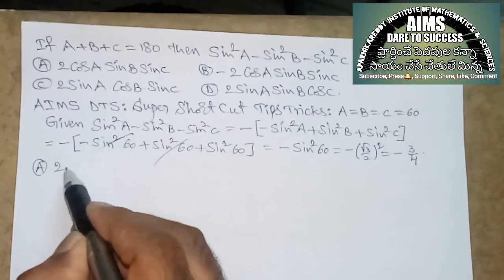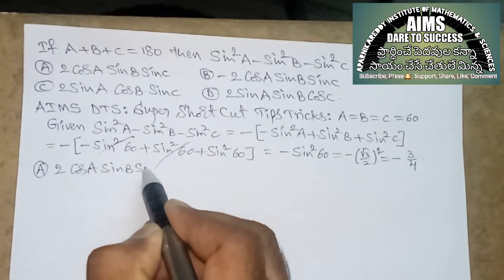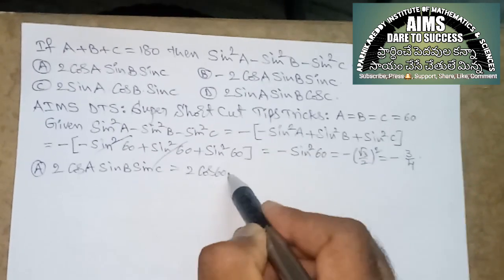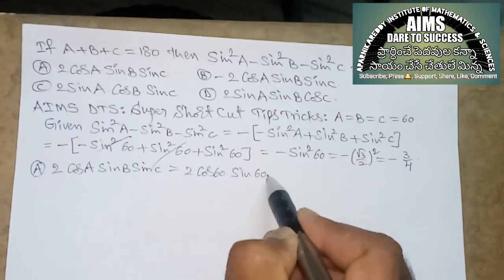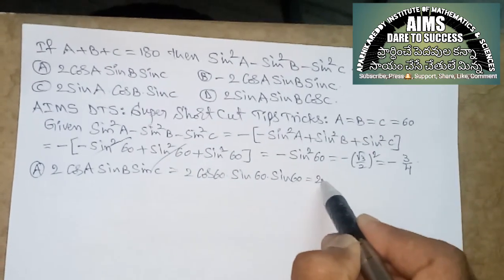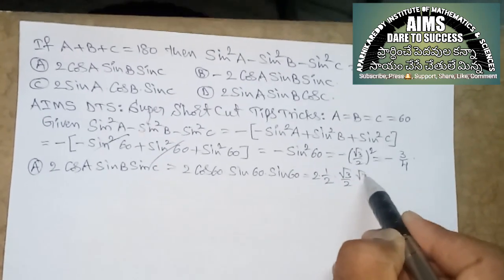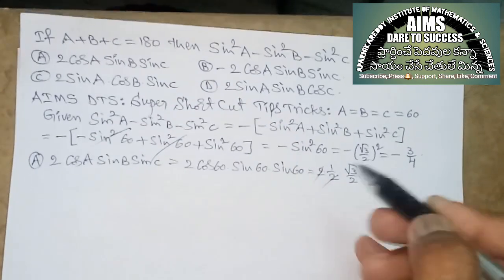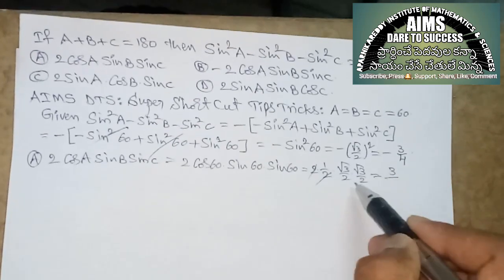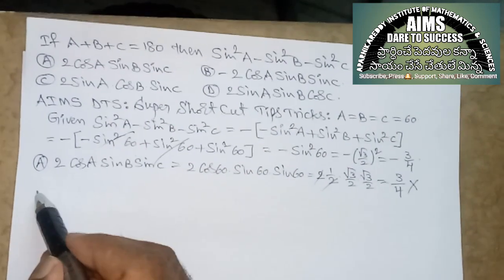Option A is 2 cos A sin B sin C, which is equal to 2 into cos 60, 1 by 2, sin 60, root 3 by 2, sin 60, root 3 by 2. The numerator and denominator 2 get cancelled. The remaining numerator is root 3 into root 3, 3, by denominator 2 twos are 4. Not matching. So it is not the correct option.